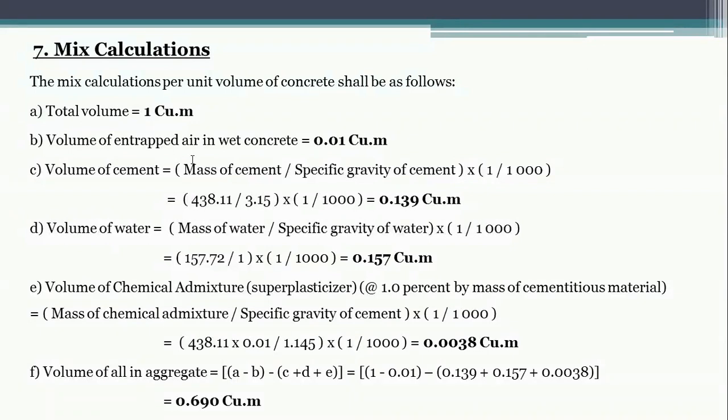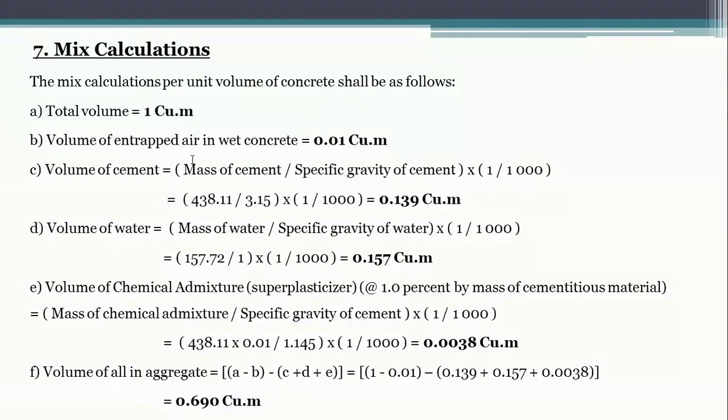Then the volume of chemical admixtures, because we have used chemical admixtures also in our mix design. Initially we have to try out with 1%. Okay, you may ask why not 2% or why not 3%. Initially we always have to try with the lesser number.